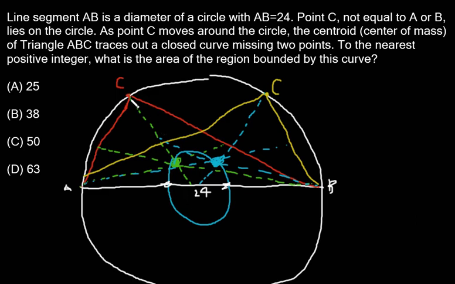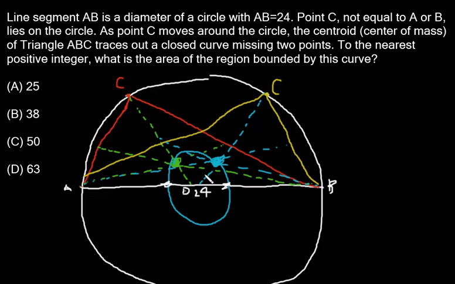Well, we know that if we take C and this first median right here of each C, it's going to be a radius of this whole circle right here, right? Because technically you're going from an endpoint to the middle. So let's call this middle point D.